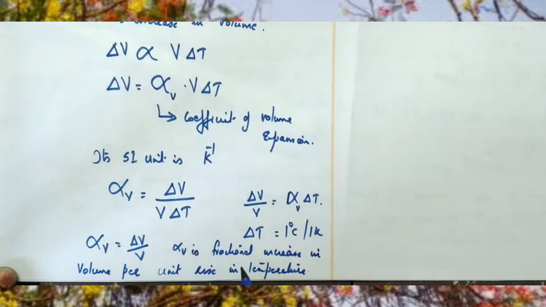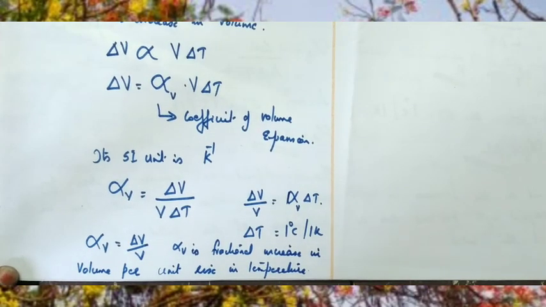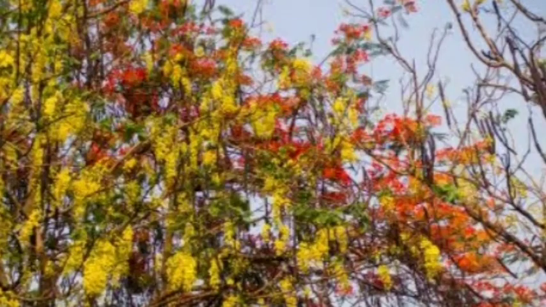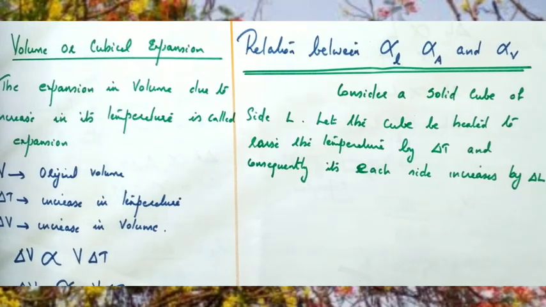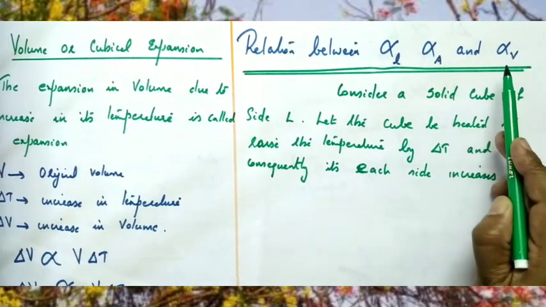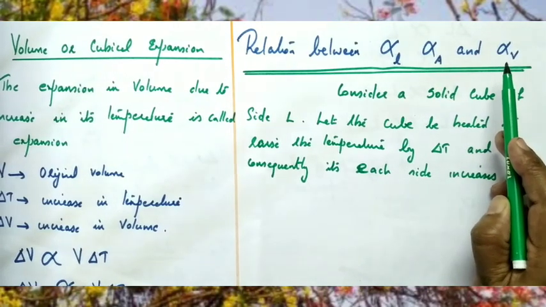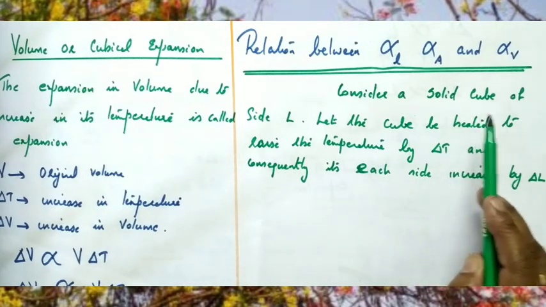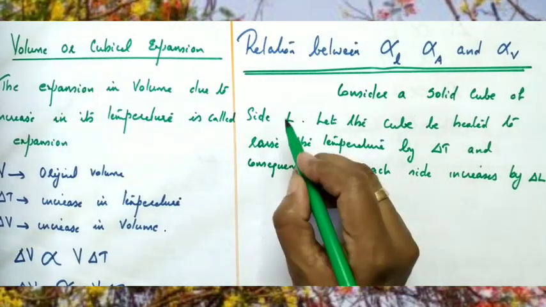So, alpha V is the fractional increase in volume per unit rise in temperature. Okay? Now, we can derive the relation between coefficient of linear expansion, coefficient of area expansion and coefficient of volume expansion. For that, consider a solid cube of side L.